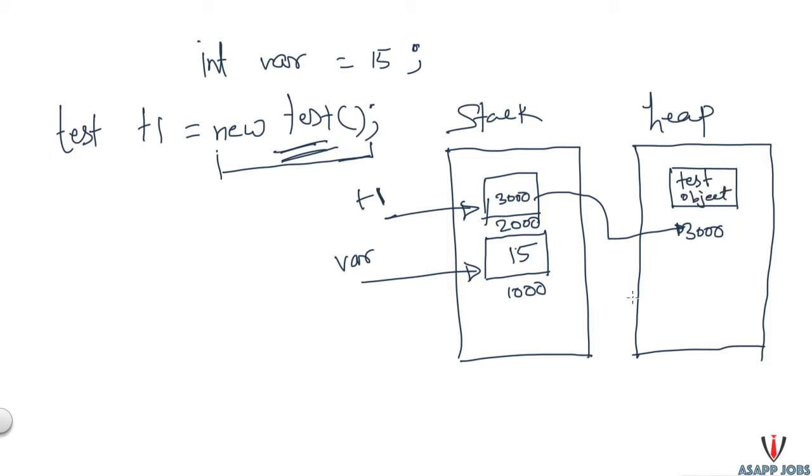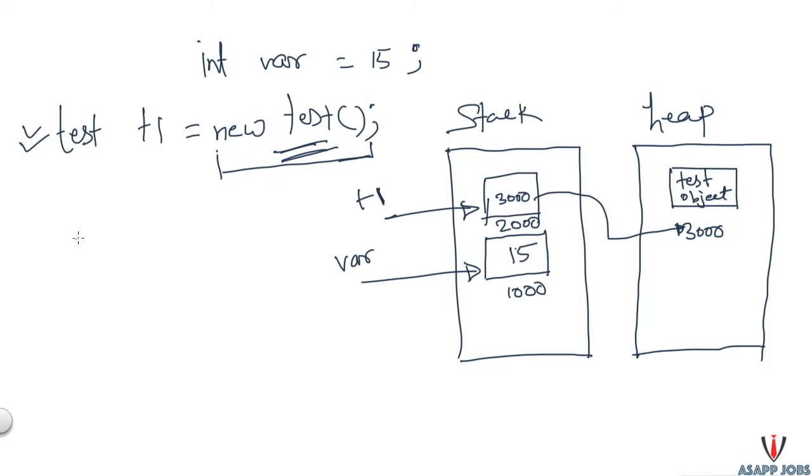So this picture clears one thing, that whenever you execute this statement, you will be creating basically two memories. One memory will be created on the stack and another memory will be created on the heap. The memory on the stack is consumed by a reference variable, and the memory on the heap side is consumed by the object.